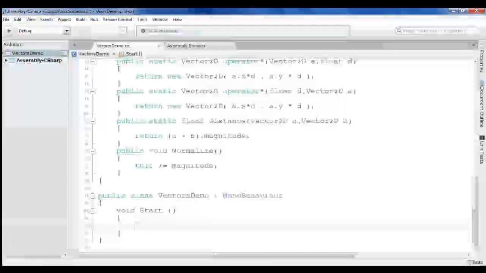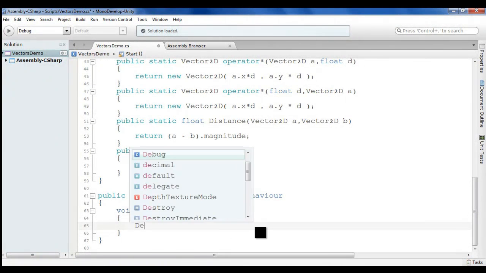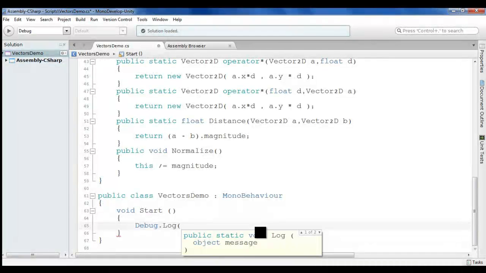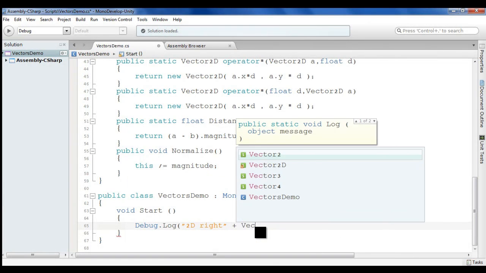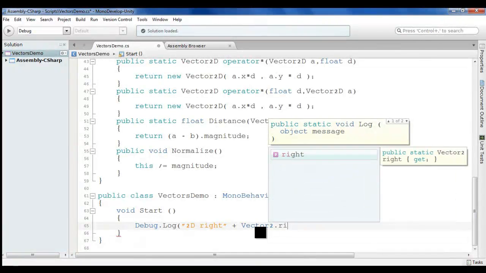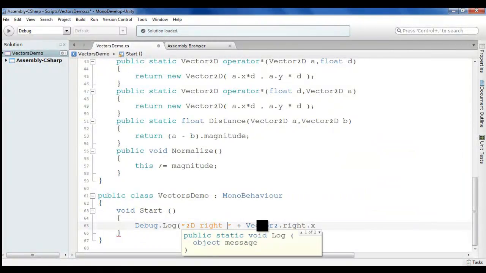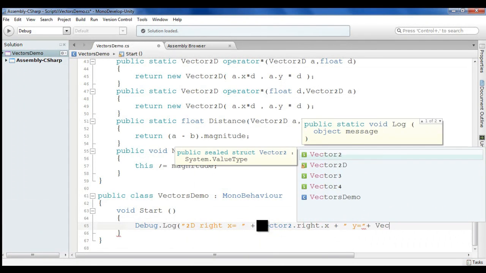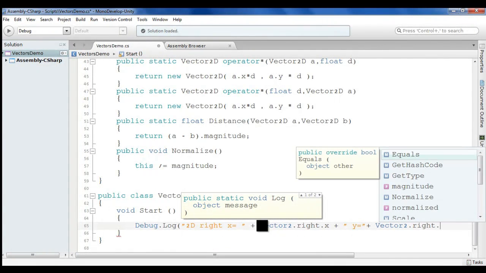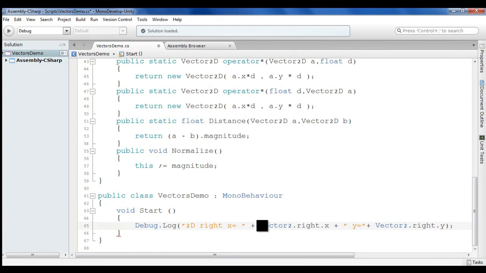And we can see them if we want. I just say Debug.Log. You can say here "2D right vector" in double quotation, plus Vector2.right.x. I can display whatever the x value is. You can see here the right vector is "x equal to" in double quotation, then "y equal to" in double quotation plus Vector2.right.y. You can display them. You can access in this way. I'm just showing you the ways how you access and display them.